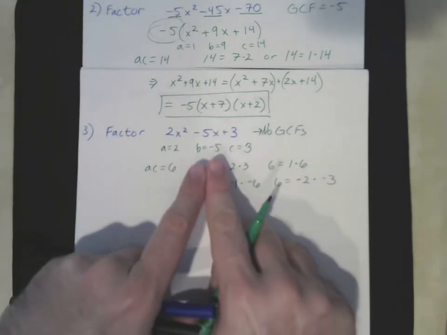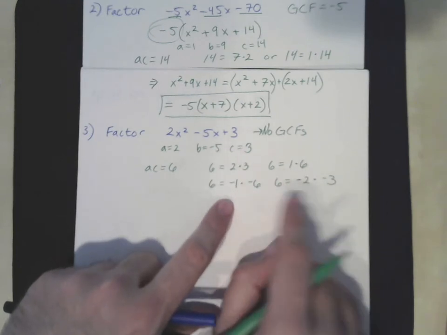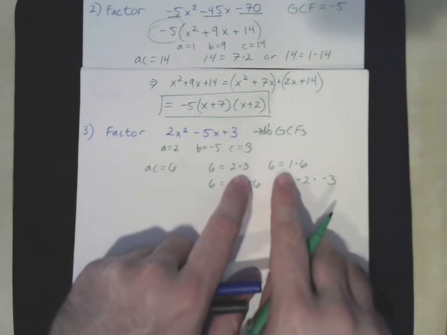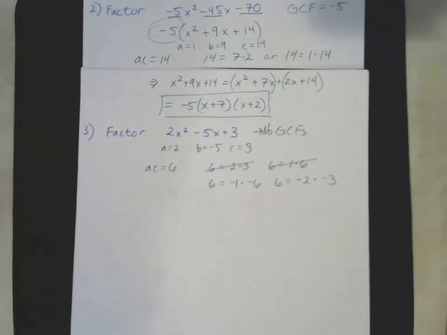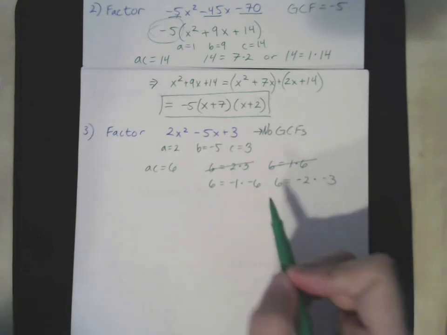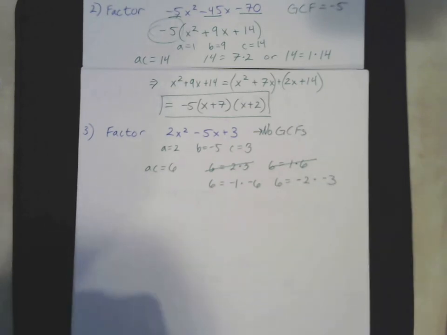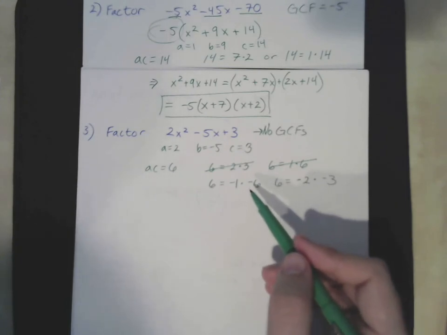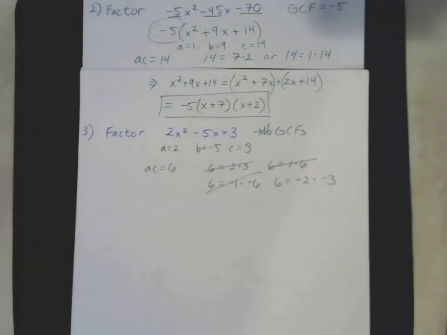So if we want to add up to a negative, at least one of our factors is going to have to be negative. So really, these two choices are not actually choices, because positive plus positive will always be positive. So we're really looking at negative 1 and negative 6, or negative 2 and negative 3. And negative 1 plus negative 6 is negative 7, which doesn't work. So that one's out. And that leaves us negative 2 plus negative 3, which does work.